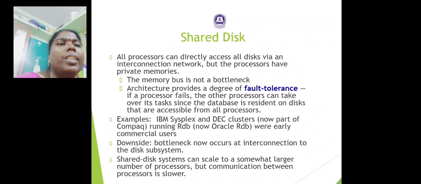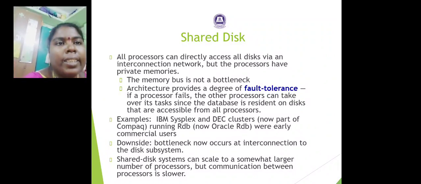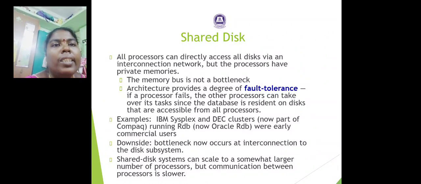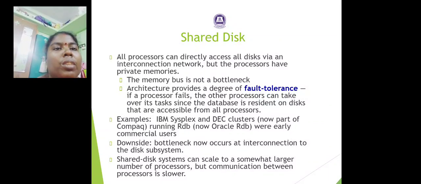Next, shared disk. All the processors can directly access all disks via an interconnection network, but the processors have private memories. Every processor has its own memory, so the memory bus is not a bottleneck in this architecture. It also gives fault tolerance: if a processor fails, the other processors can take over its task, since the databases reside on disks that are accessible from all processors. Examples of shared disk are IBM Sysplex and DEC clusters running RDB, used by commercial users.